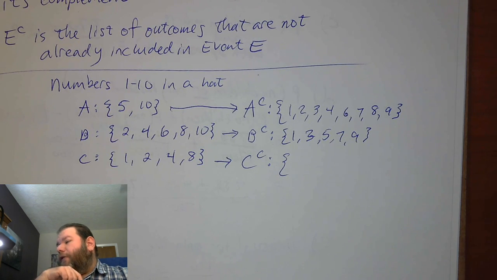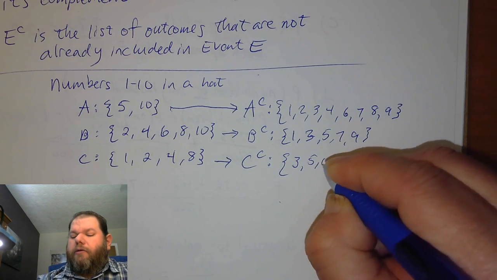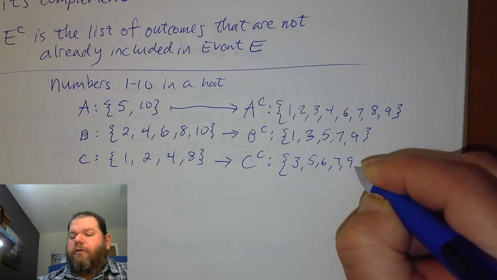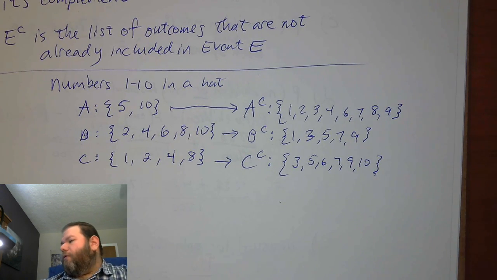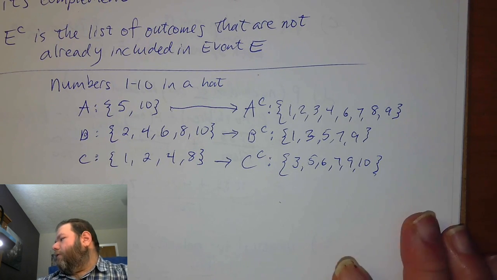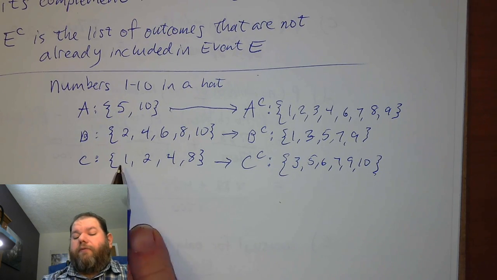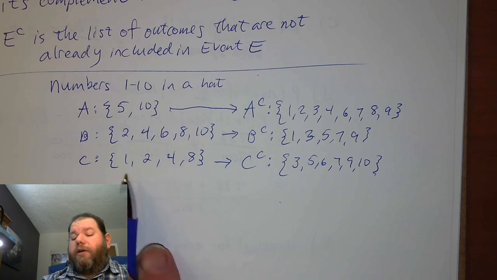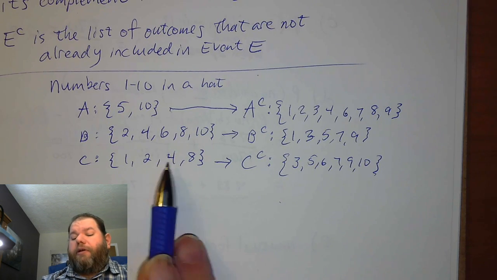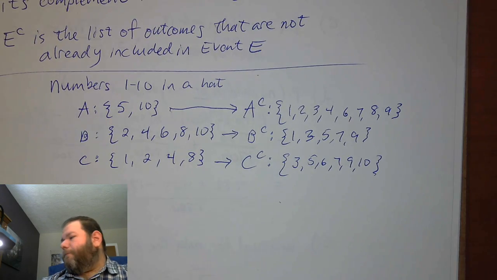Three, 5, 6, 7, 9, 10, exactly. Okay. Yeah, so that's everything that's not included here. So here we have 1, 2, 3, 1, 2, 4, 8. And we look at what's omitted from that, which is the 3, the 5, 6, 7, and then 9, 10. Okay.